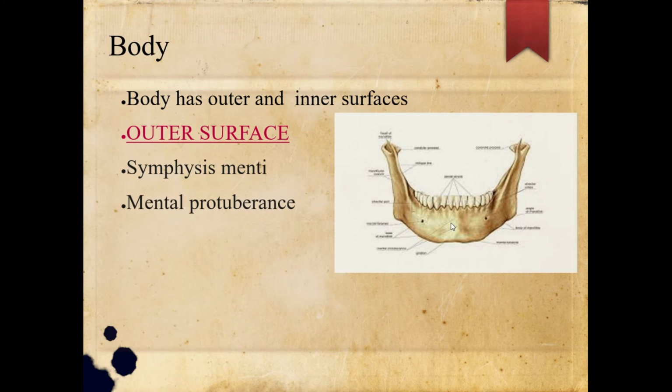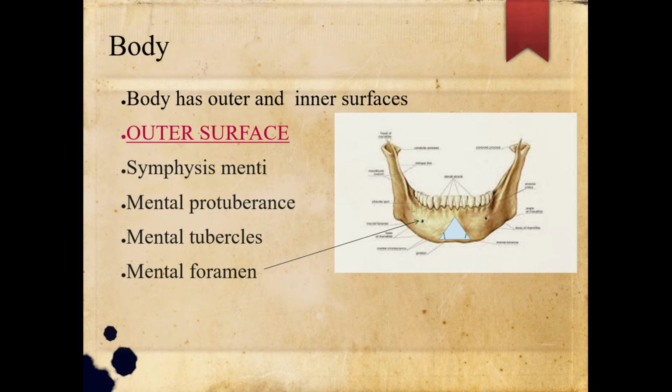The next is the mental protuberance. It is a projecting median triangular area in the lower part of the midline, and the inferolateral angles of the mental protuberance are called mental tubercles. The next is the mental foramen, which lies below the interval between the premolar teeth.